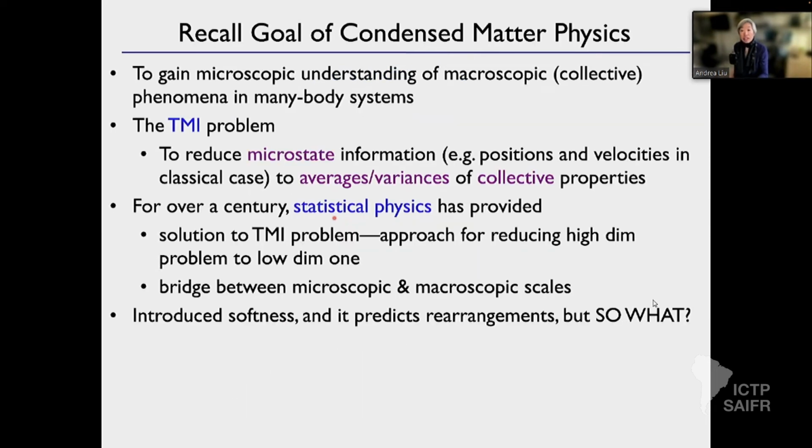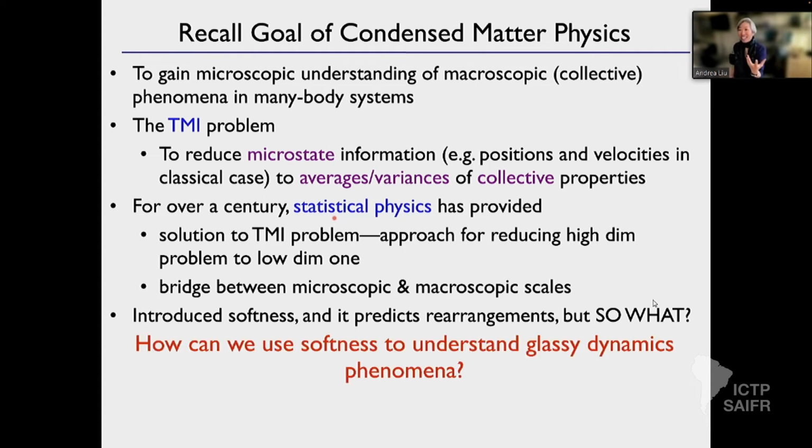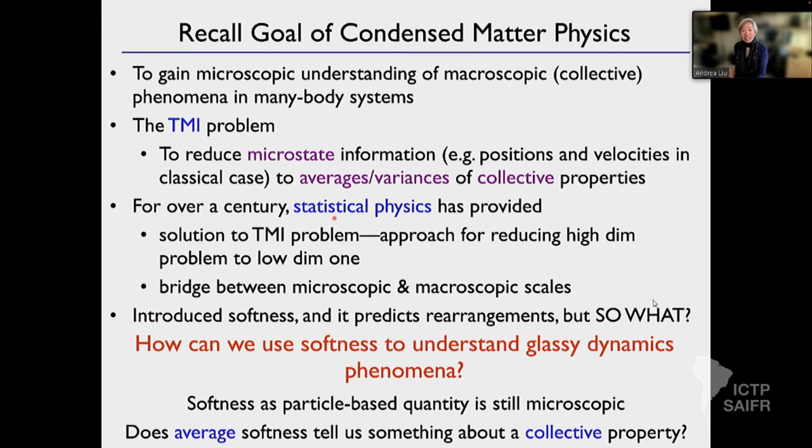So, we've got this predictor. I hope now you're happy. We can predict rearrangements reasonably well, but that's not our goal. Our goal is not to predict rearrangements. We want to understand glassy dynamics. So first of all, let's just ask, do we have hope? Can we look at just the average softness and can it tell us something about a collective property?